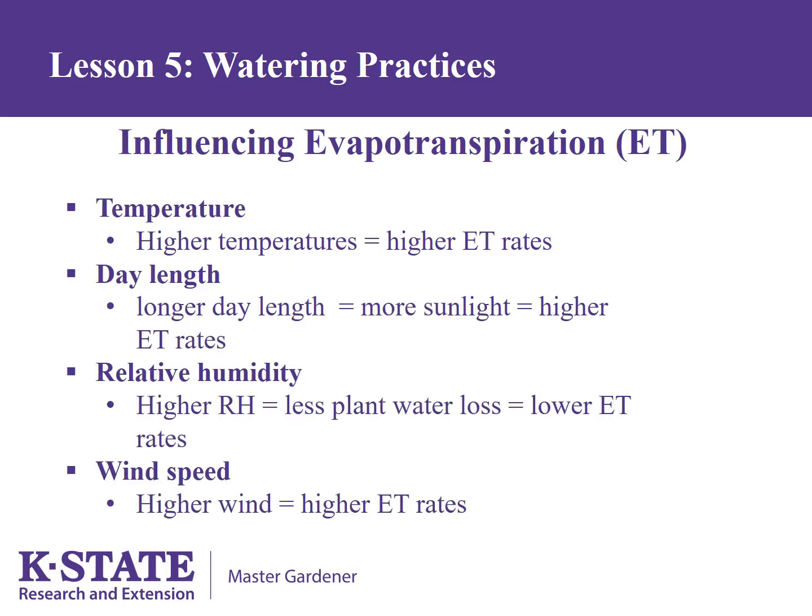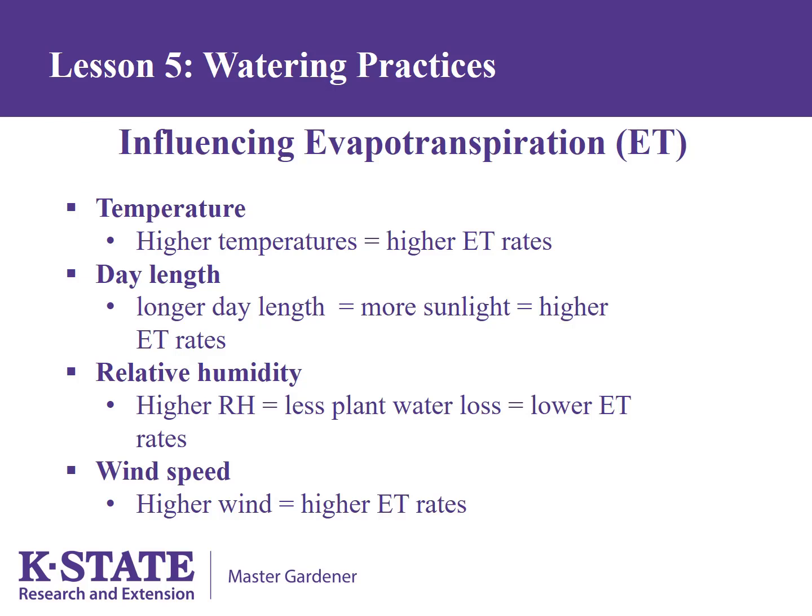And there's a lot of things that influence evapotranspiration. That's temperature, day length, humidity, and wind speed. For example, with higher temperatures, the plant's going to use more water, so you're going to have higher ET. Day length, the longer days, it's going to use more water because it's actively growing for a longer period of time. Relative humidity, higher relative humidity means less plant water loss, so lower ET.